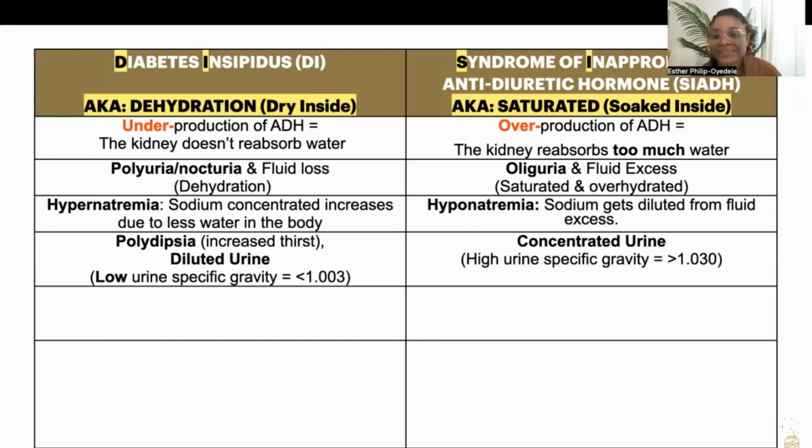The opposite is happening in SIADH. This time around, my urine is concentrated. Okay, so I will have a high urine specific gravity, which is greater than 1.030.